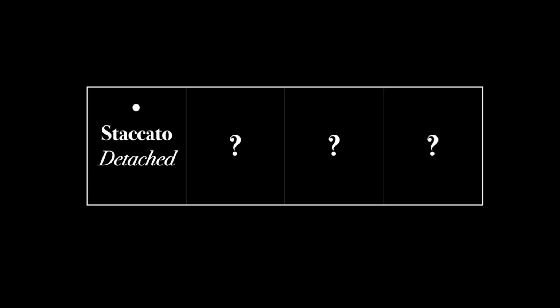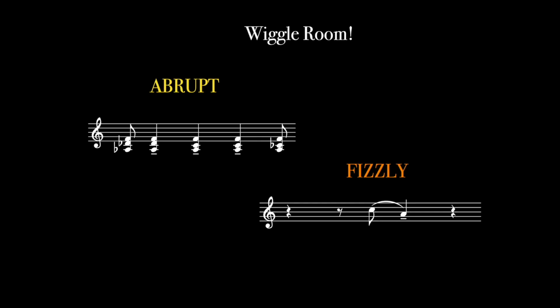Now, if we can have short and detached notes, the opposite must be true. Tenuto means held, and that's exactly what this bar over the note is doing. Depending on the passage of music, the decay can be really abrupt, or they just fizzle out.